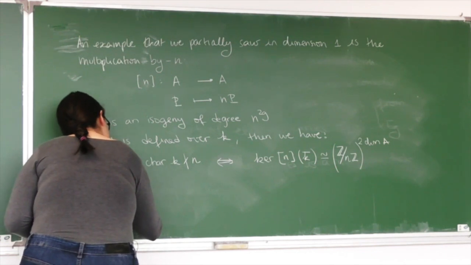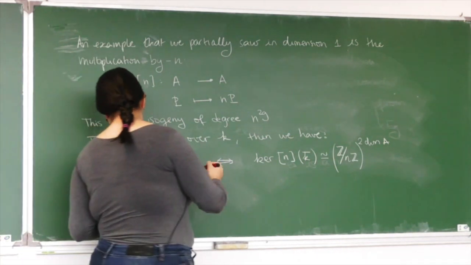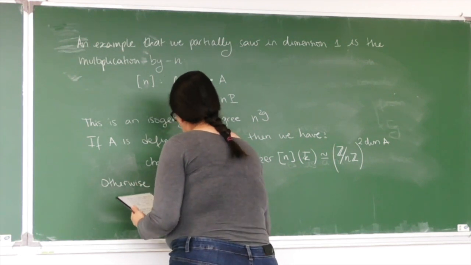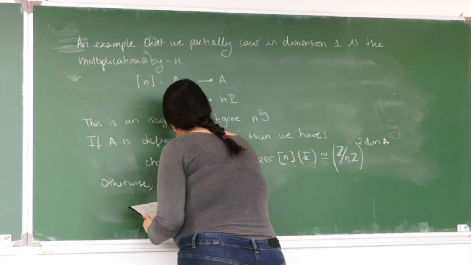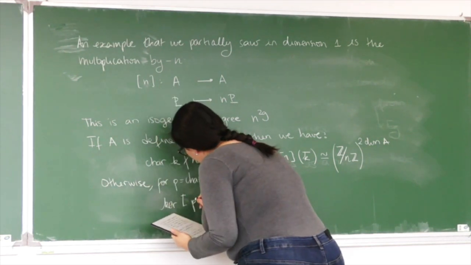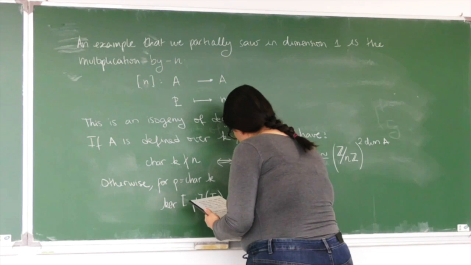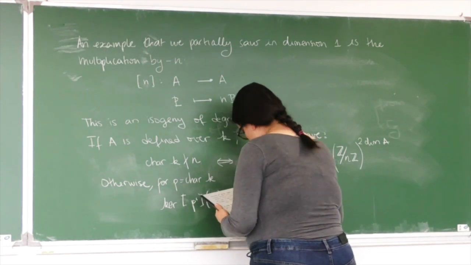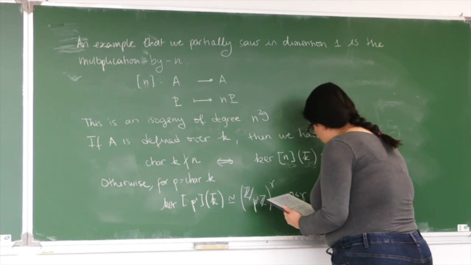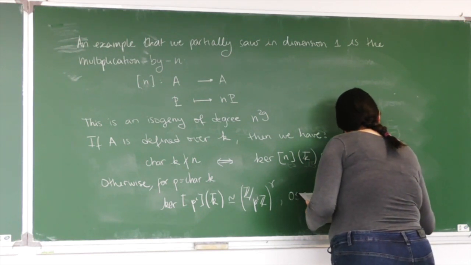Otherwise, that means if the characteristic of K, that is p, divides n, we have that for p equal to the characteristic of the field, the kernel of a power of p over the algebraic closure is isomorphic to Z mod p^i Z to the power gamma, where gamma is a value between 0 and g, and we call it the p-rank of A.